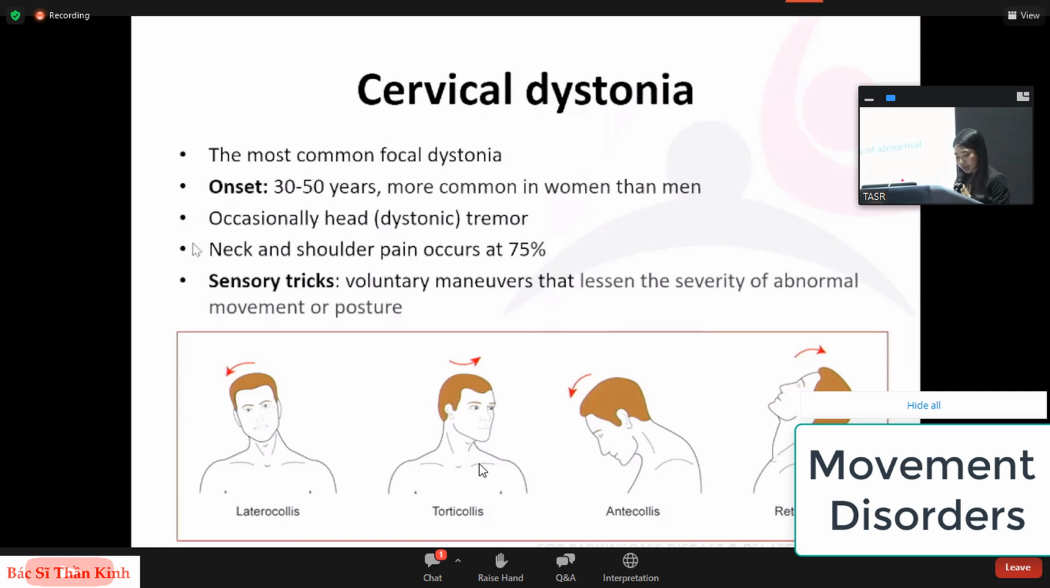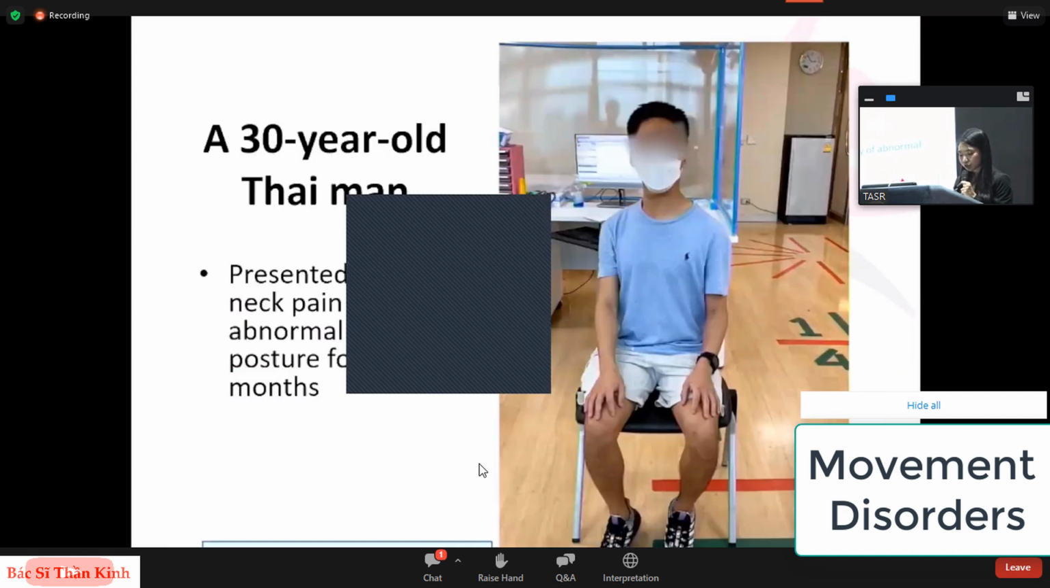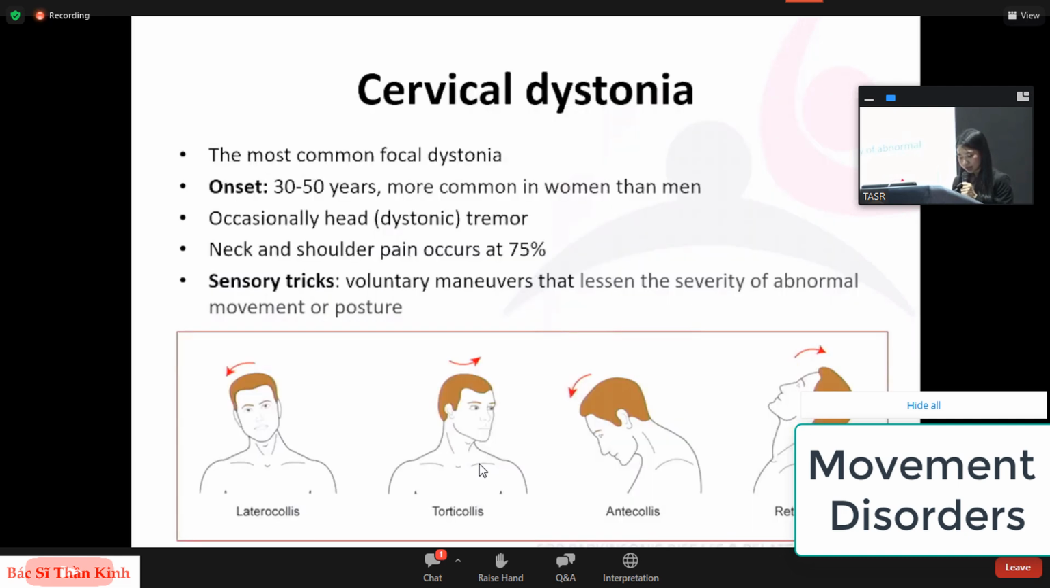The onset is 30 to 50 years and it is more common in women than men. Occasionally there is head dystonic tremor, and neck and shoulder pain occur in 75%. And the sensory tic, like you see in the video. It is broadly divided into 4 groups: torticollis, laterocollis, anterocollis, and retrocollis.